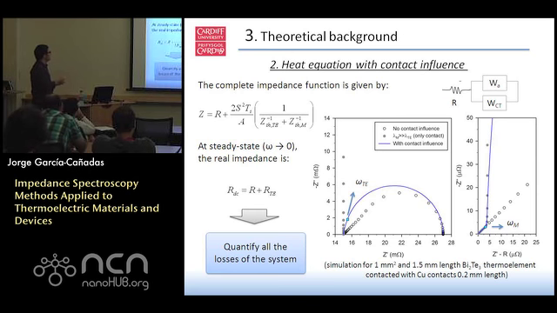In addition, if we look at what I will get if I go to a steady state, so at very small frequencies goes to 0 around this point, you will work out this equation. So the DC resistance, which has all the contributions from the losses of your system, is given by the electrical losses plus the thermoelectric contribution.